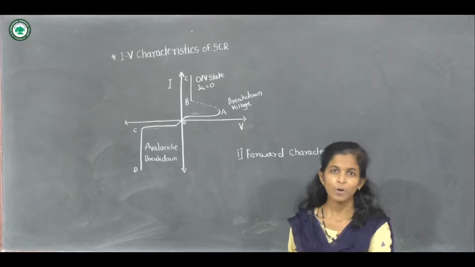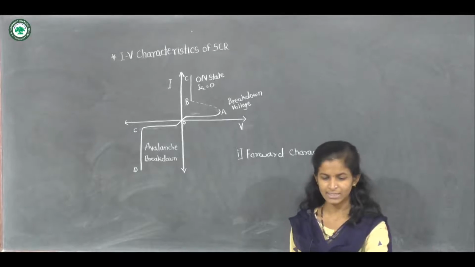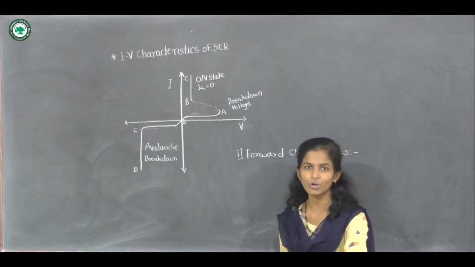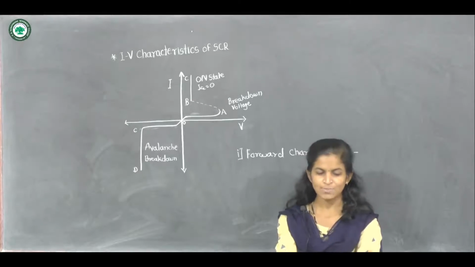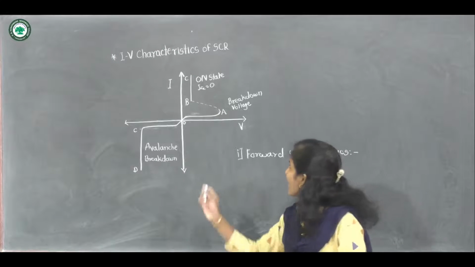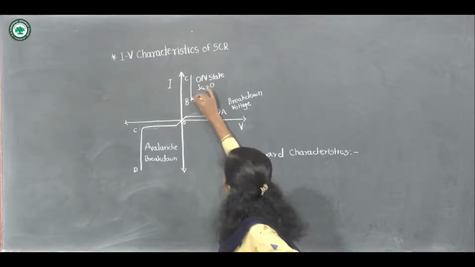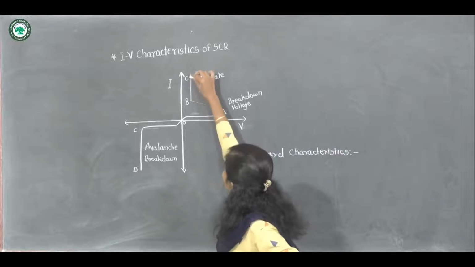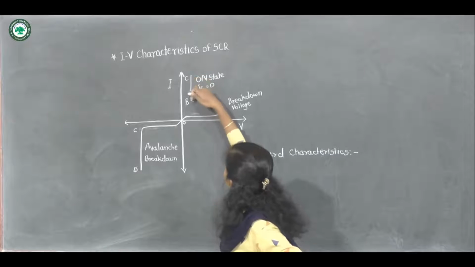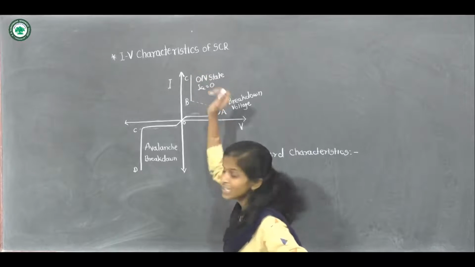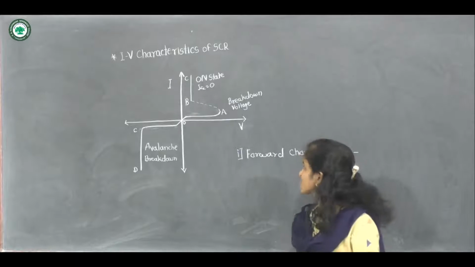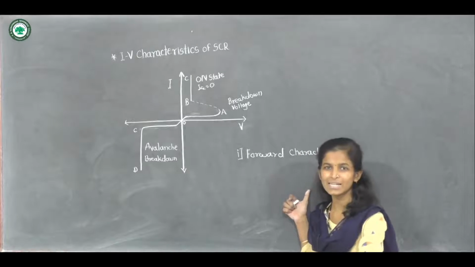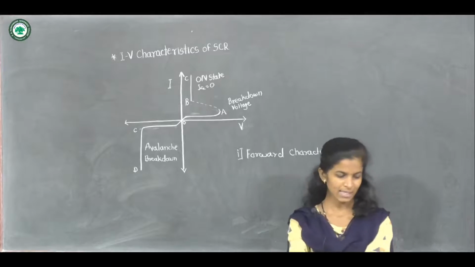If the proper gate current is made to flow, the SCR can close at a much smaller supply voltage, and at this point B the SCR turns on, and this line BC shows the on state of SCR. So this is all about the forward characteristic of SCR.